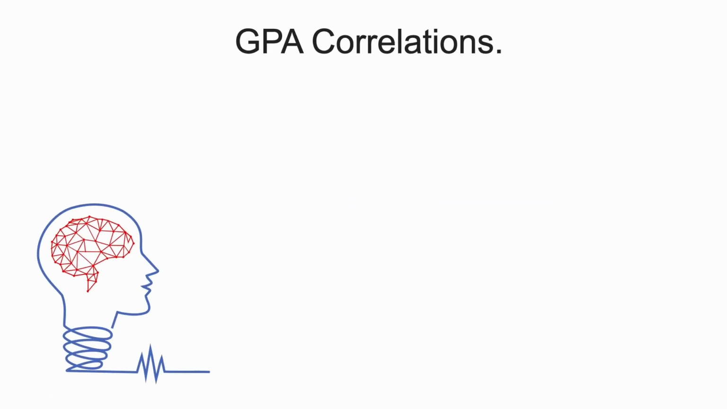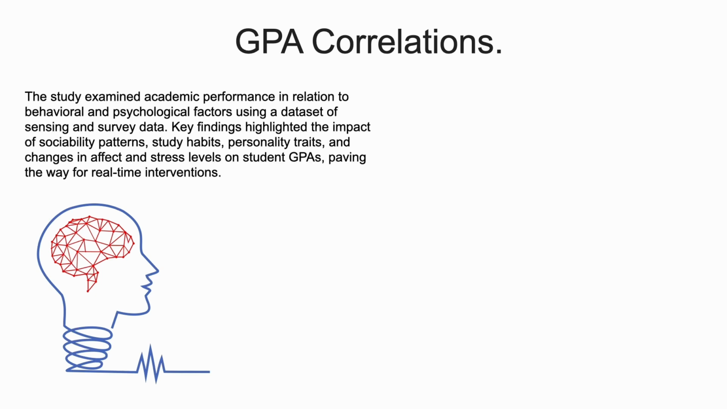Now, let's try to understand the mathematical correlations between GPA and the features we have studied so far. The study examined academic performance in relation to behavioral and psychological factors using a dataset of sensing and survey data. Key findings highlighted the impact of sociability patterns, study habits, personality traits, and changes in affect and stress levels on student GPAs, paving the way for real-time interventions.